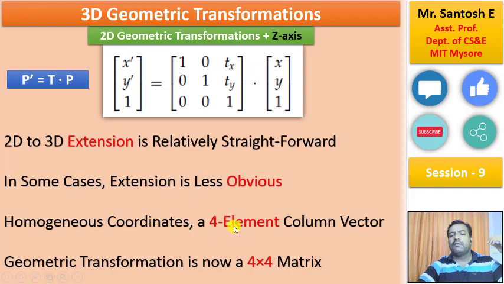Here we are going to have a 4 element column vector now. In 2D geometric transformations we have a 3 element column vector, that is x, y and the homogeneous parameter. Hence the 3D geometric transformation is now a 4x4 matrix, whereas a 2D geometric transformation is a 3x3 matrix.